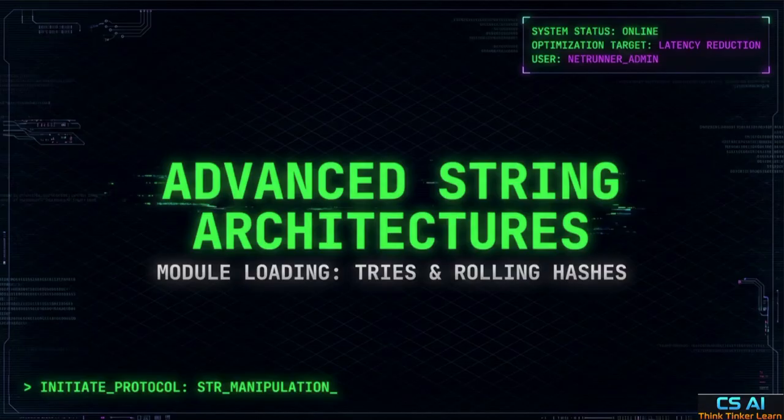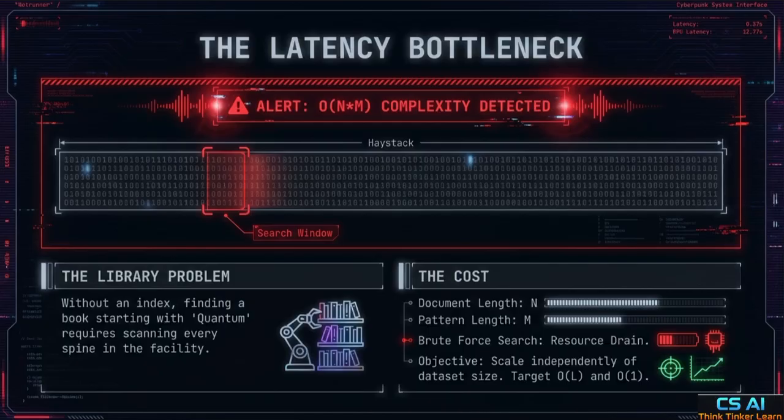Let's initiate the string manipulation sequence here. First, we must identify the enemy, the latency bottleneck. In standard string searching, we often encounter an alert for O(n by m) complexity. This is what happens during a brute force search.